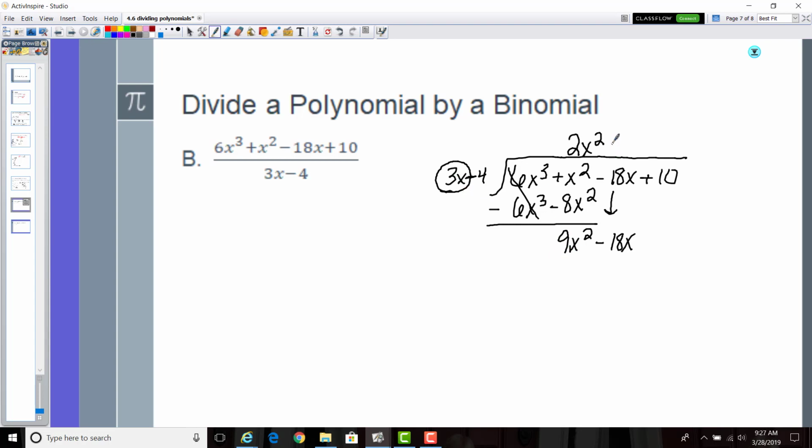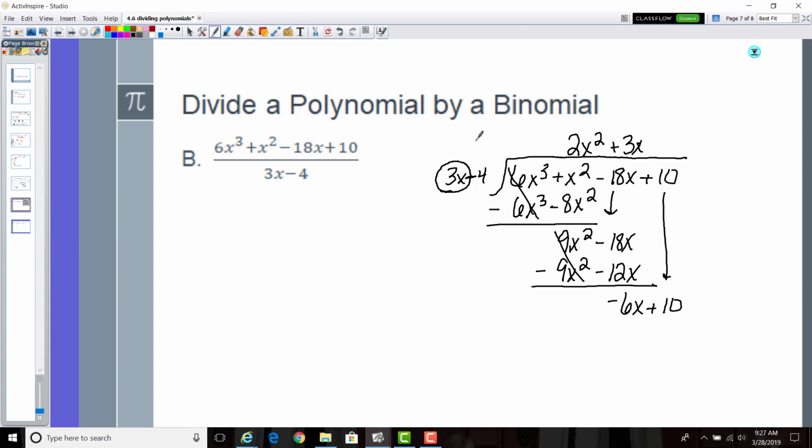Well, 3 times 3, positive 3 gives us positive 9, and x times x will give us x squared. So 3x times 3x is 9x squared. 3x times negative 4 is negative 12x. Subtract our binomial terms. 9x squared minus 9x squared cancels. Negative 18 minus negative 12 gives us negative 6x. Carry down the positive 10.